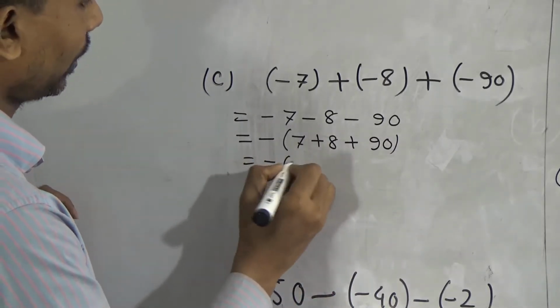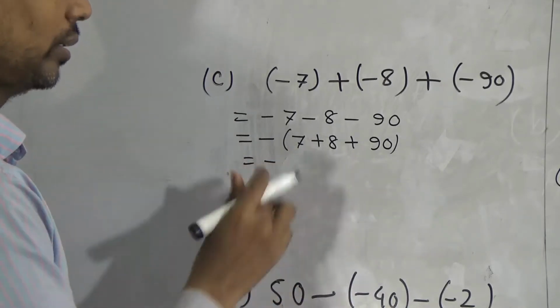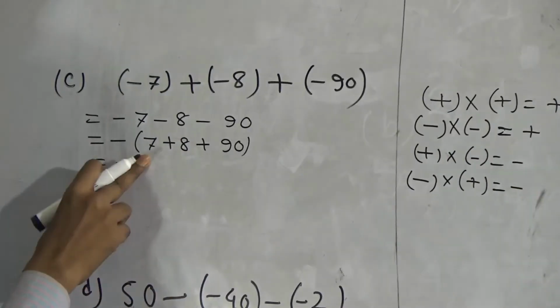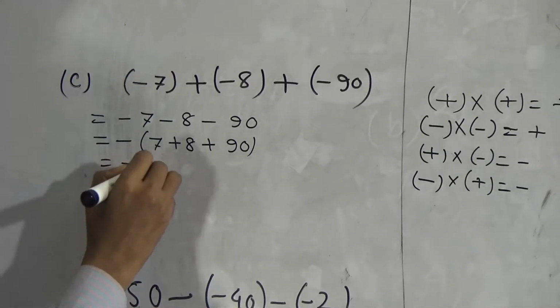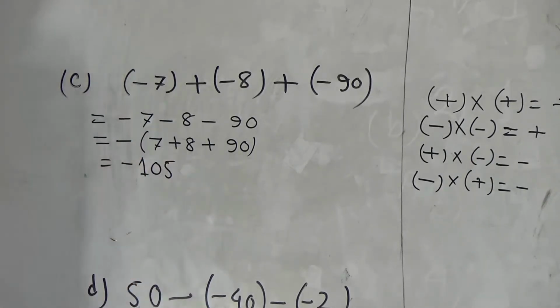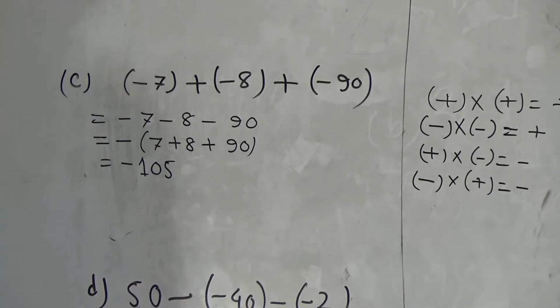Now 7 plus 8 plus 90, this is equal to what? Adding this face to face, 7 plus 8, 15, 15 plus 90 equal to 105. Okay, 7 plus 8, 15, 15 plus 90 equal to 105. Now I'll solve question D.